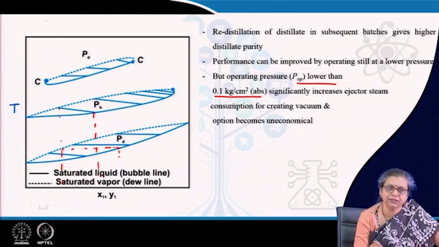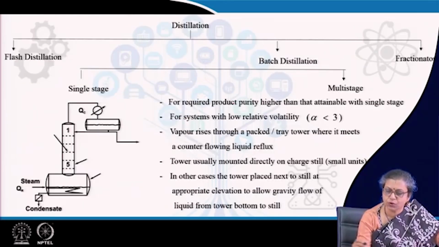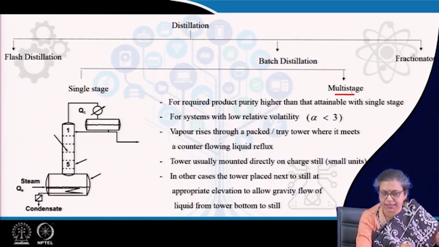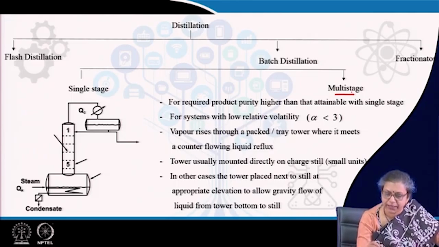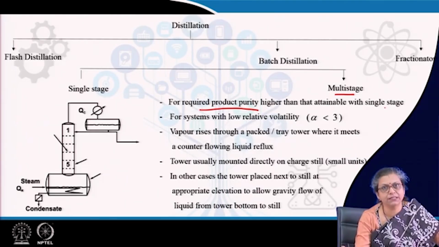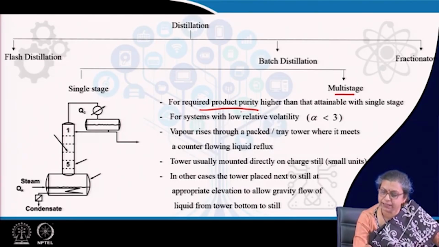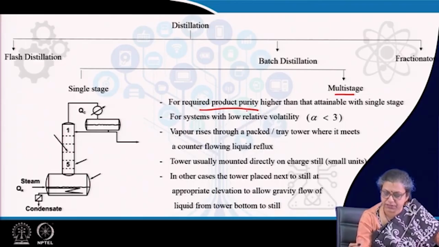So, under that condition, as I have told you, nowadays batch distillation is gaining in importance. So, for improving the performance, what can we do? We can opt for a multi-stage batch distillation column. Usually this is opted, as I have already mentioned, when the required product purity is higher than that which can be attained with a single stage. In a single stage, the best that we can attain is in equilibrium with the feed composition. If we want the product purity higher than that, then definitely we have to opt for a multi-stage, just the way I was showing you the redistillation.